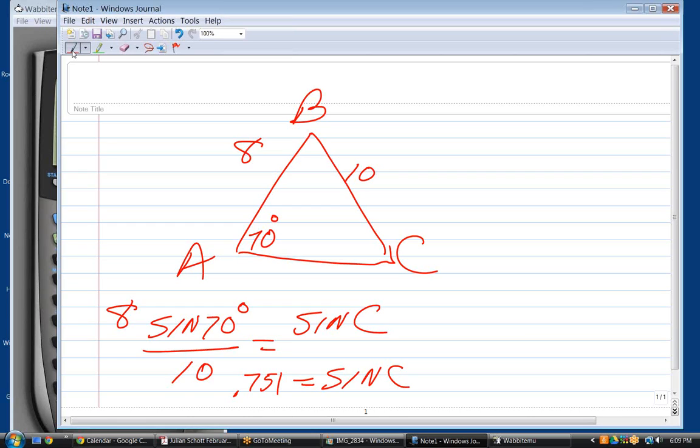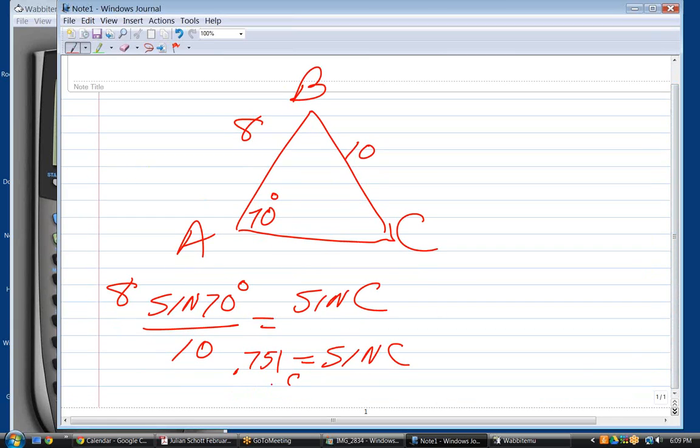Is that right? So we still need to solve for the angle C. How do we do that? In other words, our goal here is to solve for all three angles and all three sides. So if the sine of C is equal to 0.751, what is C? How do you get C? Remember, C is the angle.